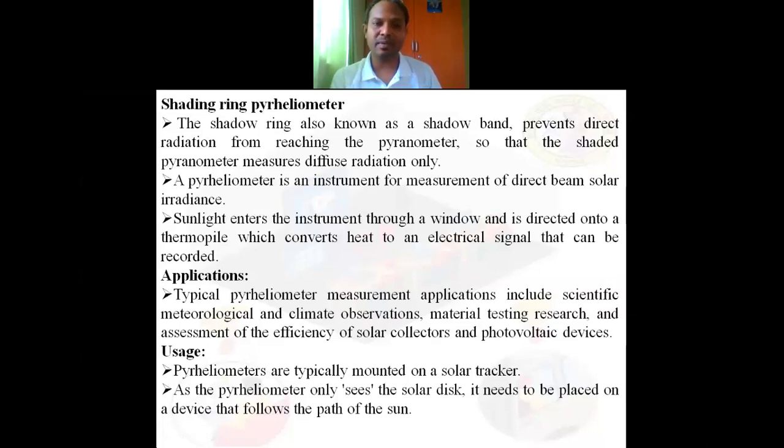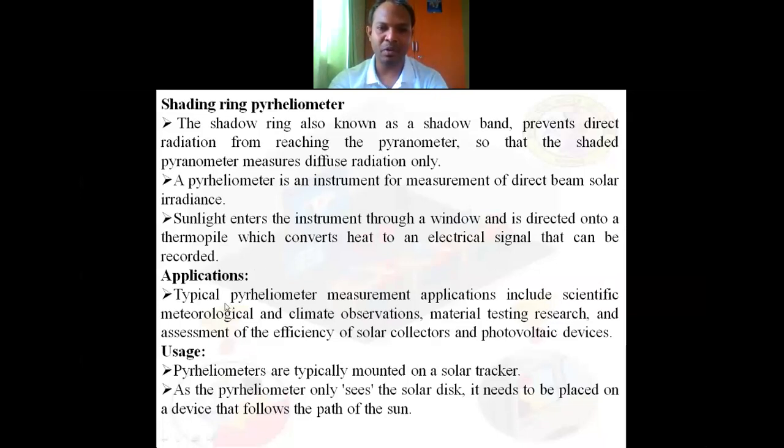So even you can make one difference, the major difference between a pyranometer and pyrheliometer. The pyranometer measures diffuse radiation, whereas a pyrheliometer measures beam or direct radiation. Is that clear? So in order to overcome that drawback, this pyrheliometer is being used. Sunlight enters the instrument through a window and is directed onto a thermopile, which converts heat into an electrical signal to be recorded. Is that clear?